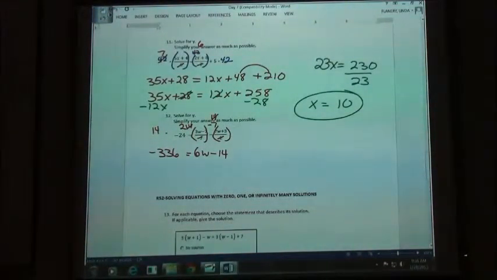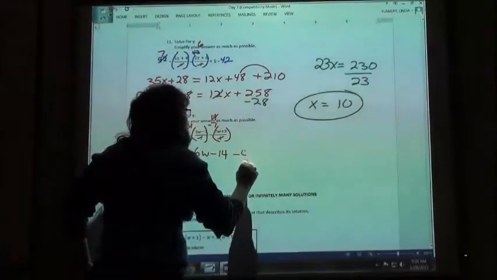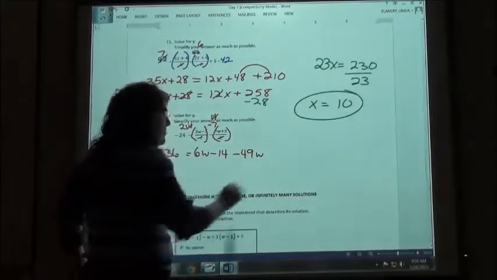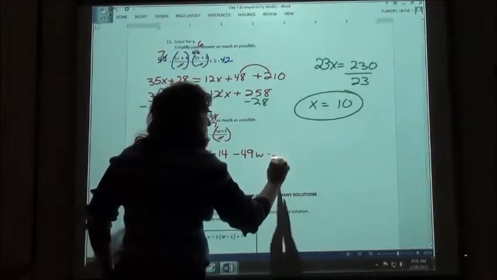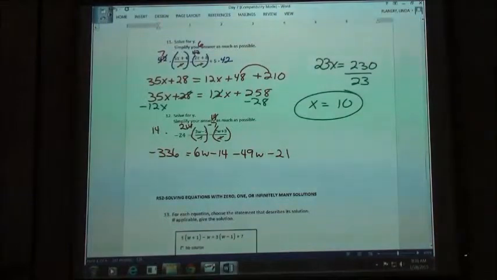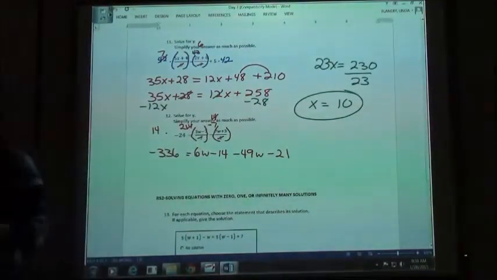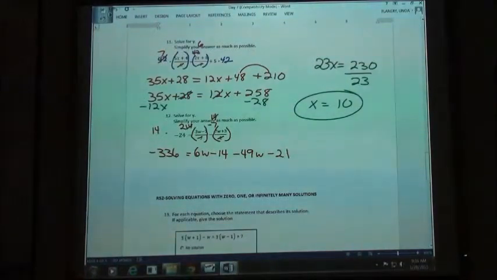And so if you do that, you get negative 49W minus 21. So be really careful when you've got the minus in front that you remember to put it up there and distribute it up. That's usually the mistake people make.